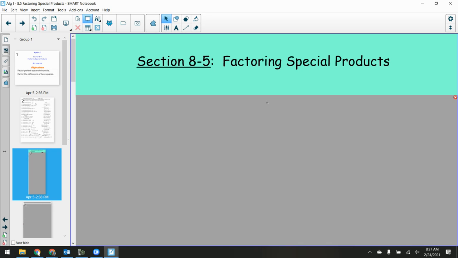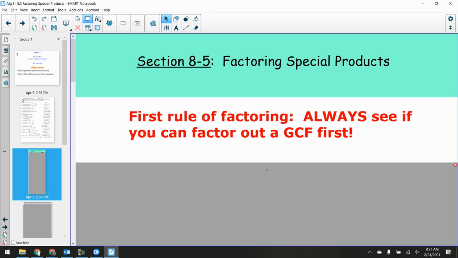But I got to tell you what, the tricks make it nice and easy. Let me show you what I mean. All right. Now, I am going to say this phrase a lot over the next several days. The first thing that you should always do when I tell you to factor is check for a GCF. The very first thing that you should do when I tell you to factor is check for a GCF.